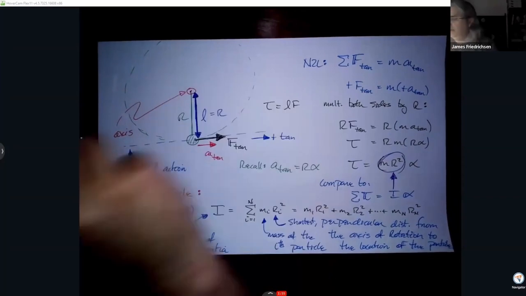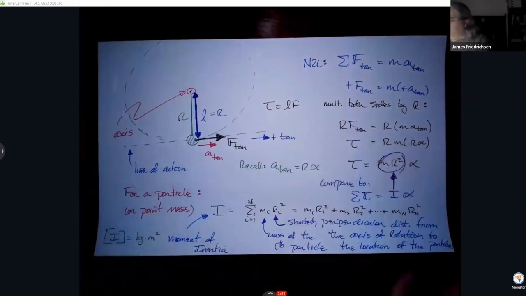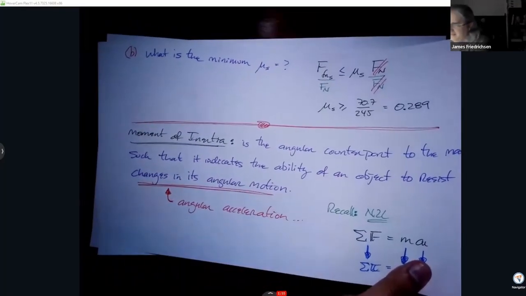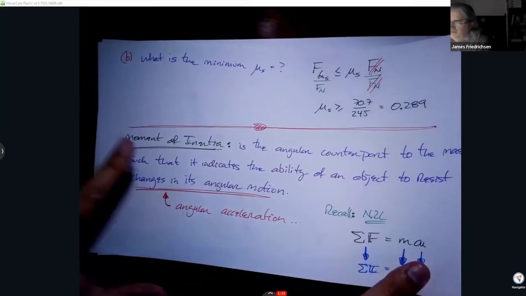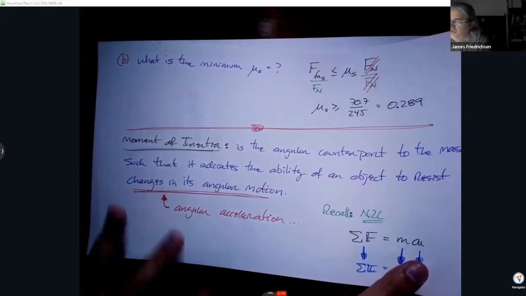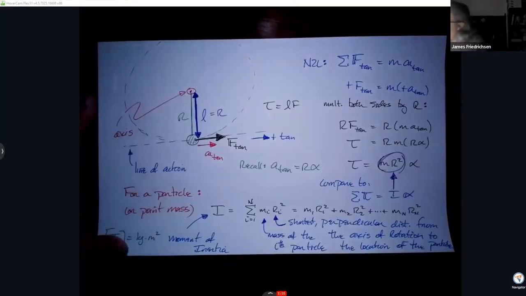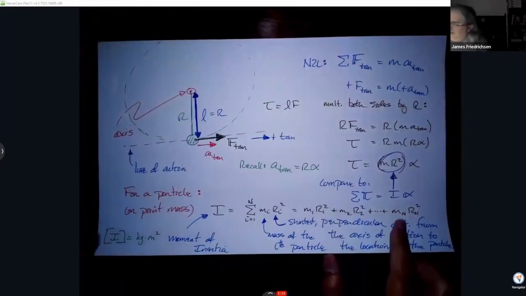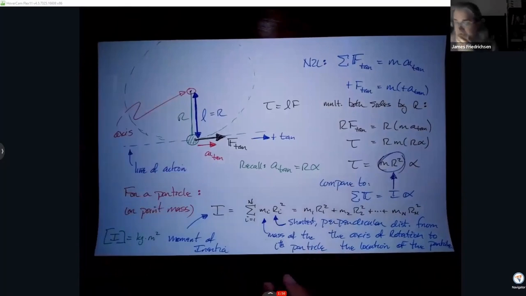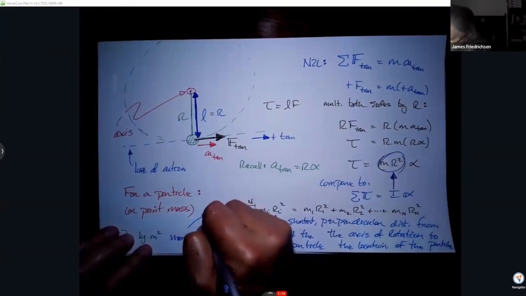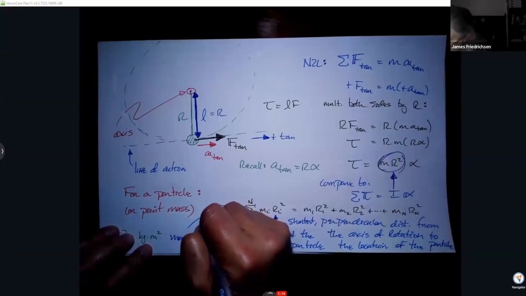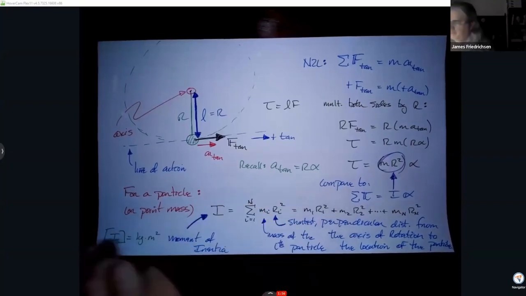So I did the general motivation for the moment of inertia, that it's this angular counterpart of the mass, and talks about the ability to resist changes in angular motion, like big truck versus little car. And then I tried to show why it looks like an m r squared kind of term, because I think that's really wonky if we don't do something with that. And I'd like to at least show an example with this.